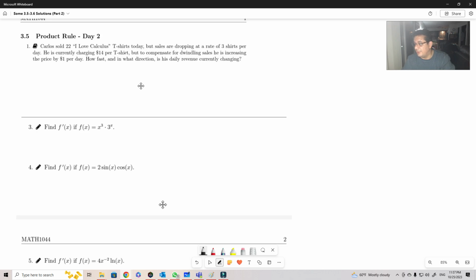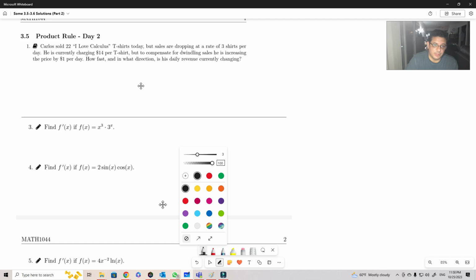Then here it says he's currently charging $14 per shirt. So this is now a function in terms of the cost, right? But to compensate for doing the sales, he's increasing the price $1 per day. So this is cost, and now this is cost per day. Okay, so it's the rate of change with respect to time, which is in terms of day. So it's very easy to see that we're talking about a revenue function, right? So we want to see how fast and in what direction the revenue function is changing.